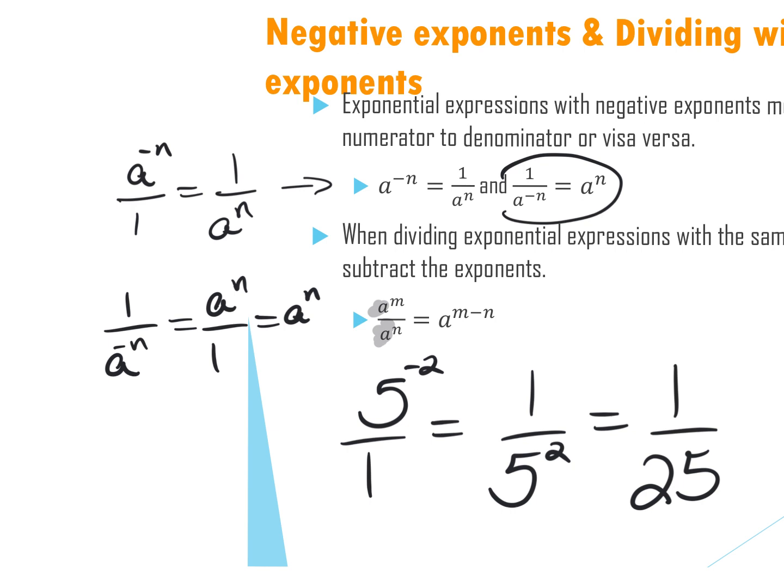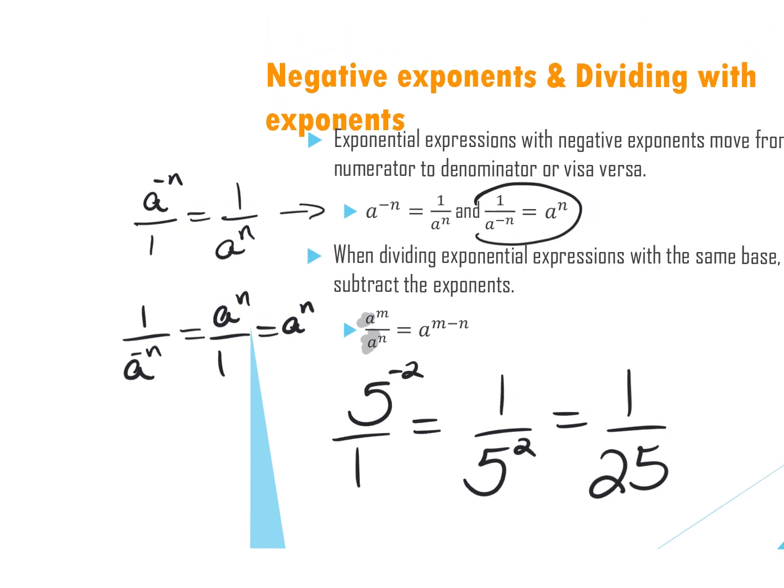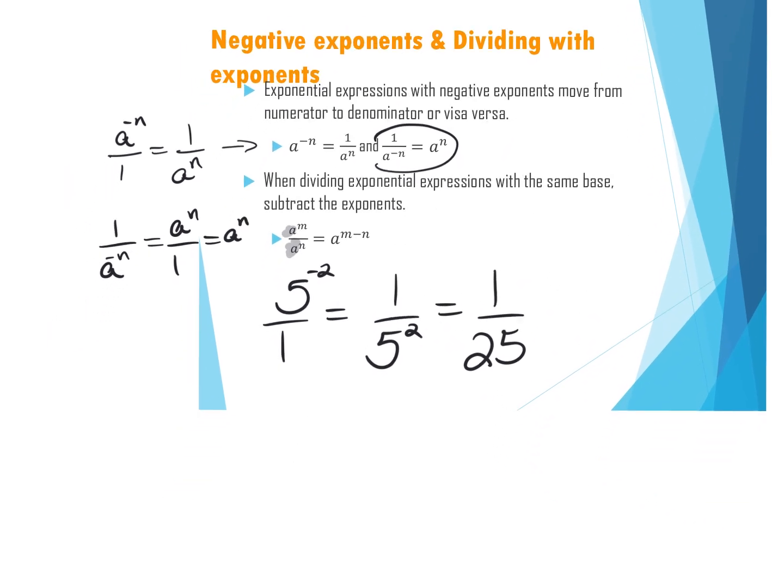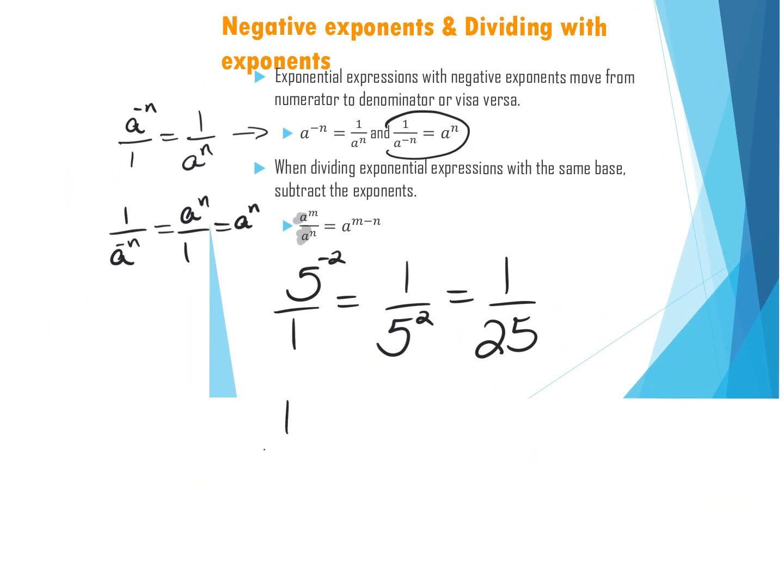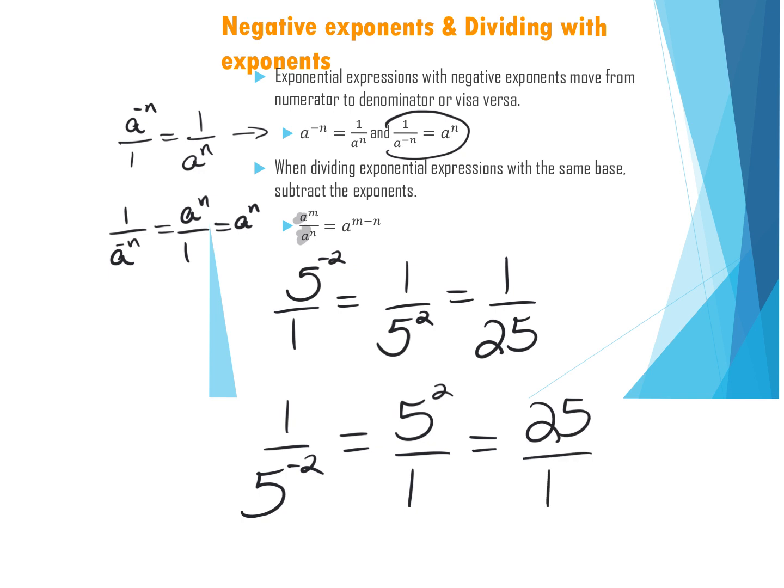Now let's say it's already negative in the denominator. So let's say we have 1 over 5 to the negative 2 power. Again, think reciprocal to make it positive. And then you'll evaluate 5 squared. And then whenever there's a 1 in the bottom, 25 divided by 1 is just 25.